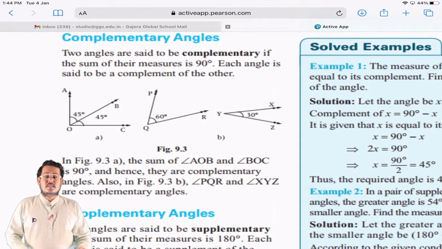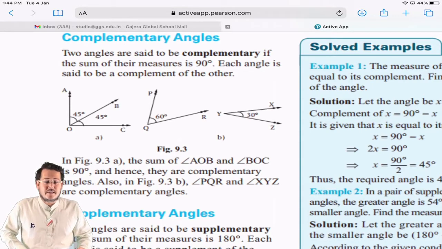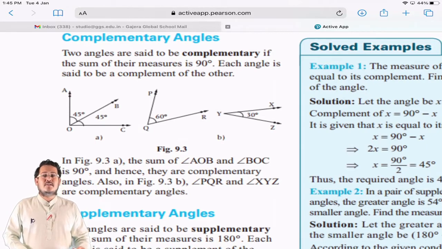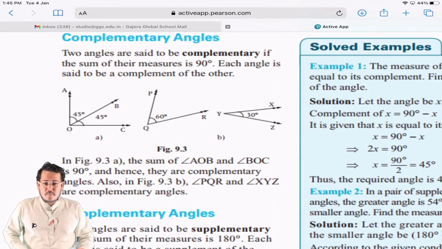Two angles are said to be complementary if the sum of their measures is 90 degrees. It means angle 1 plus angle 2 should be 90 degrees, not less than 90 degrees and not more than 90 degrees. It should be exactly 90 degrees. Then only we can say that both the angles are complementary of each other. As you can see in figure A and figure B.